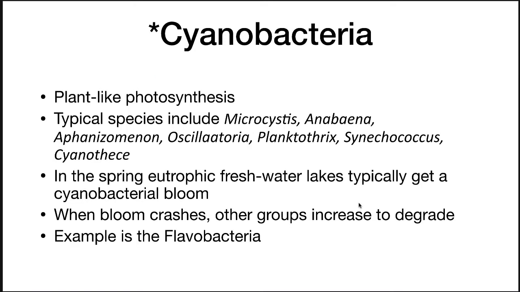Another group of organisms that you find in these environments that are prevalent are cyanobacteria. These contain plant-like photosynthesis, as we talked about before. Typical species includes the one listed here. In the spring in eutrophic freshwater lakes, they typically get a cyanobacterial bloom. The extent of that bloom is directly related to how much nitrogen and phosphorus is in the water. When this bloom crashes, other groups increase to degrade them, and one of the examples is the flavobacteria.